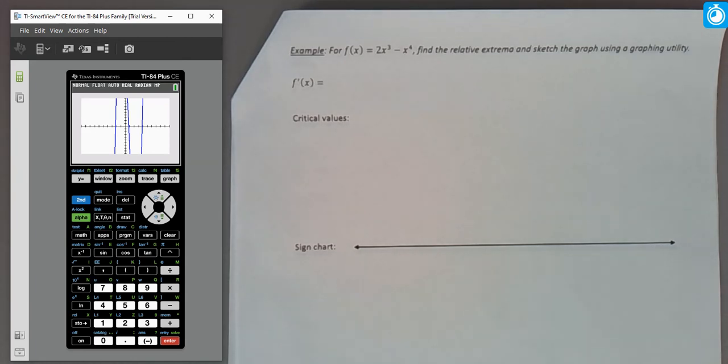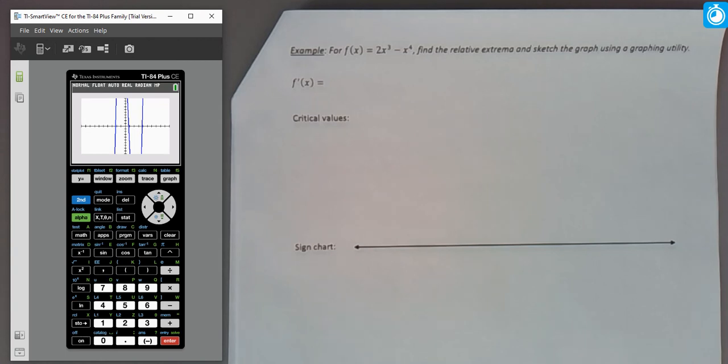Relative extrema is a more general term for maximum and minimum values. So extrema, that's the general term for both maximum and minimum values. It's the extreme values, okay? And then again, we want to sketch the graph using a graphing utility. So what do we need to do? Well, relative extrema, relative maximum and minimum values, those occur where we change from increasing to decreasing or from decreasing to increasing. And those locations occur wherever we have a critical value.